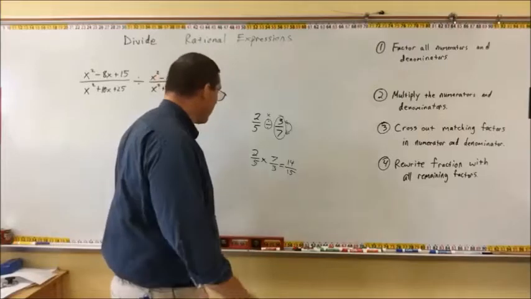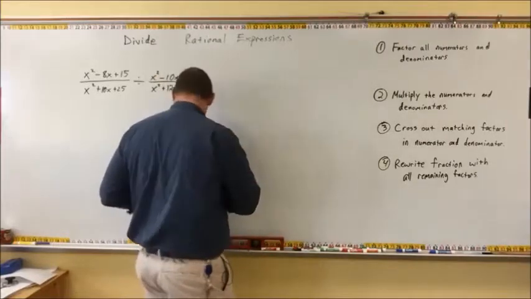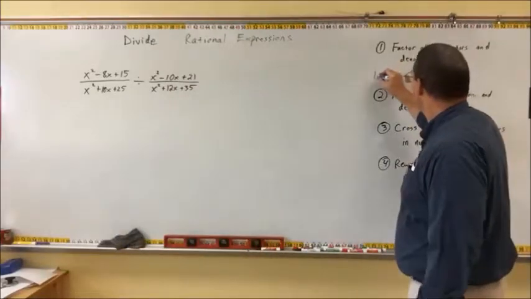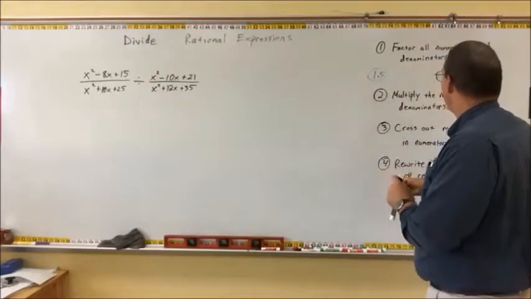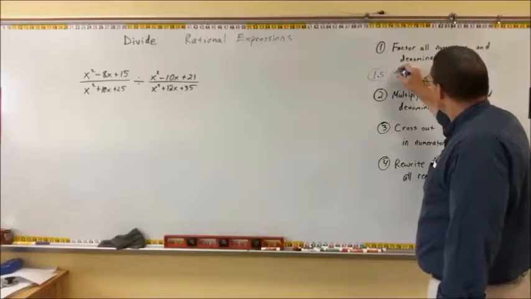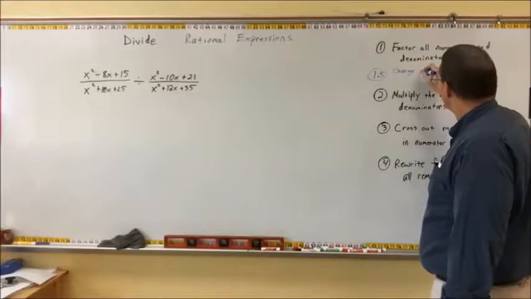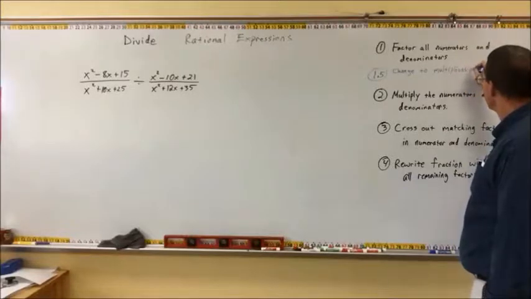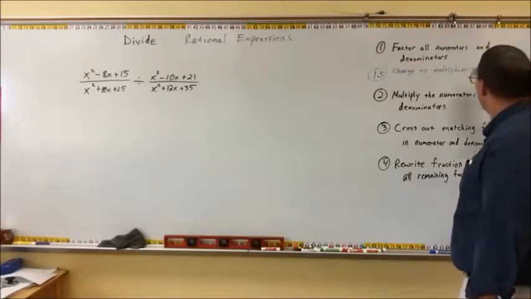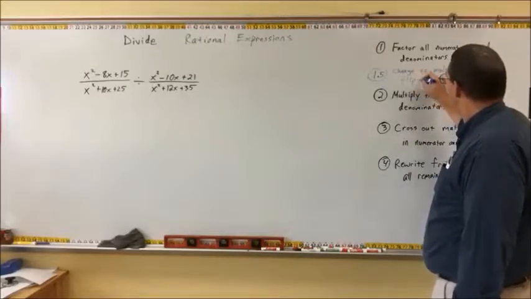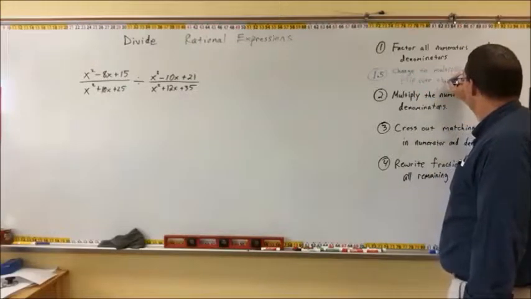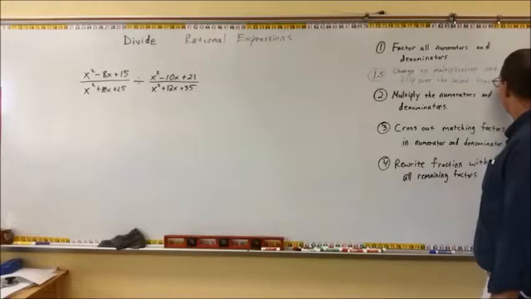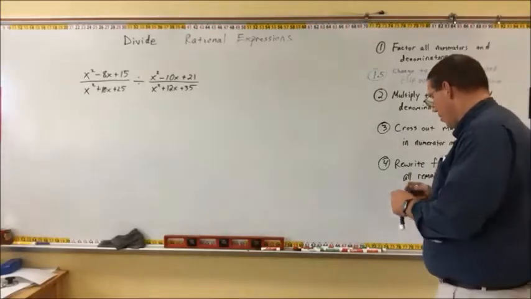That's the same concept that we're going to apply. We're going to add an extra step in here. We're going to throw in step 1.5. Step 1.5 is: change to multiplication and flip over the second fraction. Okay? Meaning the one on the right-hand side. So we're going to follow this procedure.